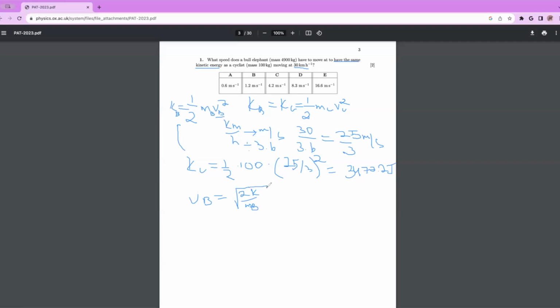Well, just pretend that's a b. And if I plug this in, so I multiply by 2, I divide by its mass, which is 4,900 kilograms. And then I take the square root. That gives us an answer of 25 over 21 meters per second. And that in decimal is about 1.19, meaning that our answer for this question is B. Yay, how fun.